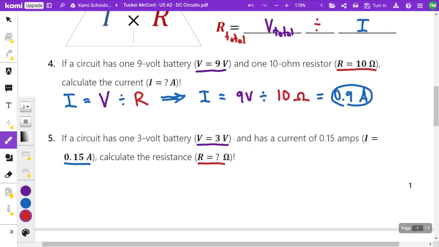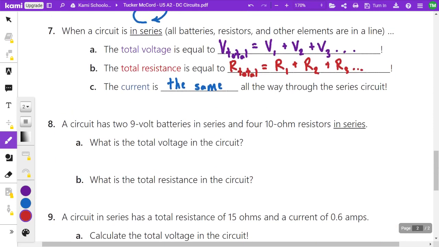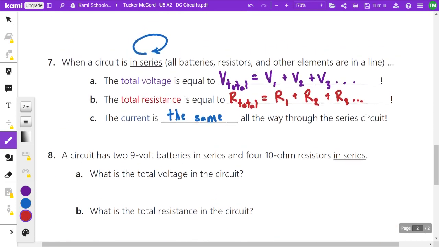So let's look at some examples using total voltage and total resistance. Let's look at number 8. Okay, we're going to do 8b. What is the total resistance in a circuit that has 4 10-ohm resistors? So in other words, in the circuit loop somewhere, we have a resistor and a resistor and a resistor and a resistor. All 4 of these resistors have 10 ohms of resistance that they provide for this circuit.